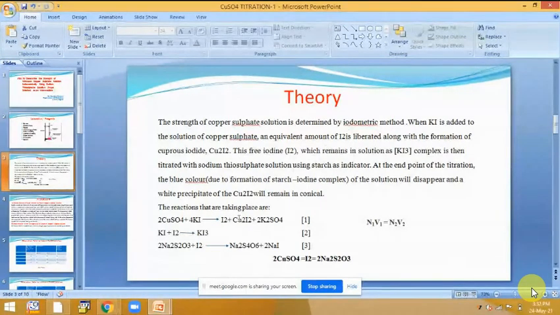The iodometric process is the process where iodine, that is the free iodine, is liberated, released, or produced during this reaction process. You see in this case, copper sulfate reacts with KI and it forms iodine. That's why this process is called iodometric.